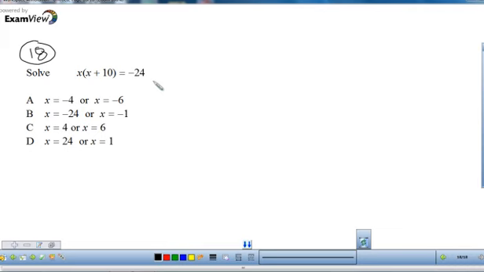Okay, number 18 is a little bit different than the problems that we have been doing. Usually the problems that we do are equal to 0. So if they're equal to 0, we could use the zero product property. This one's a little bit different because it's not equal to 0. So instead of just using the zero product property, first thing you're going to have to do is distribute the x.